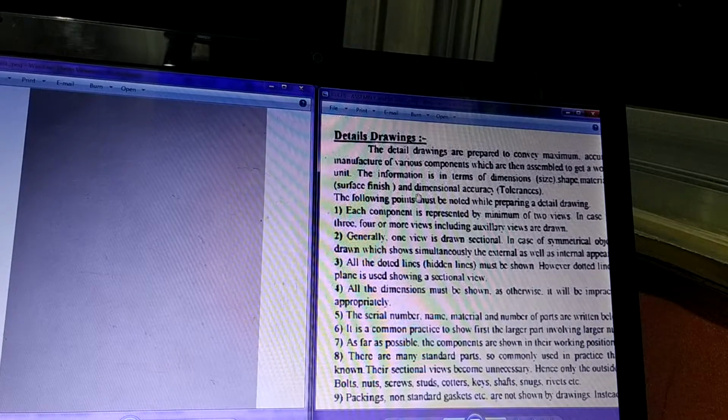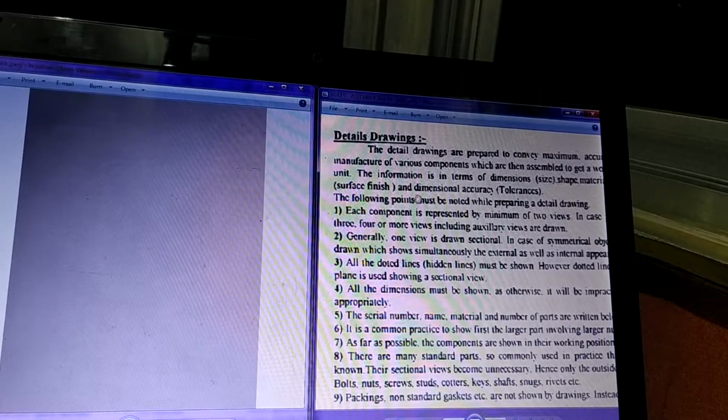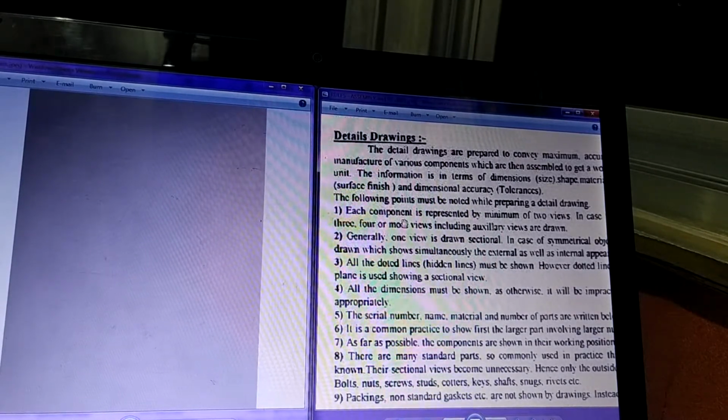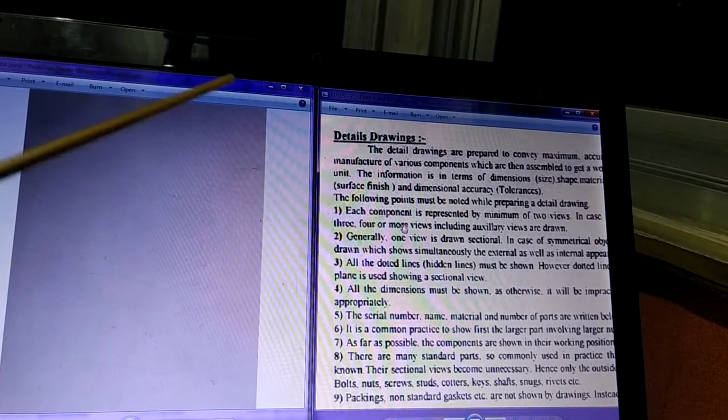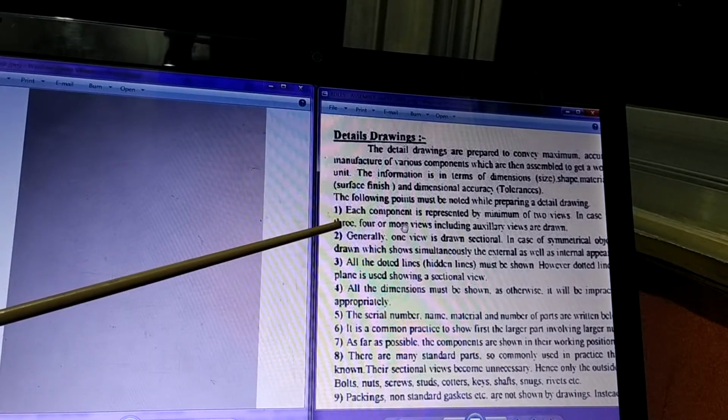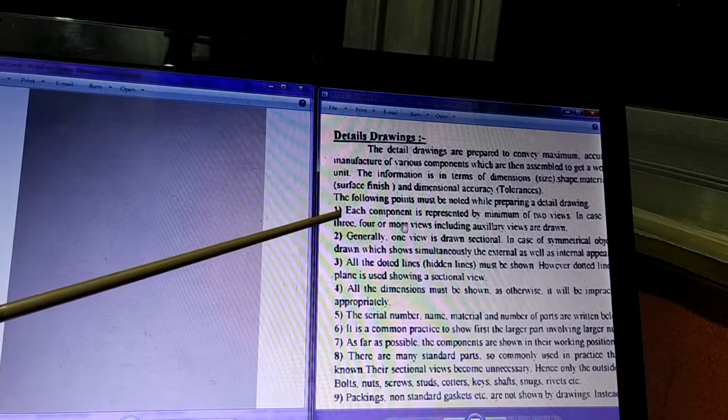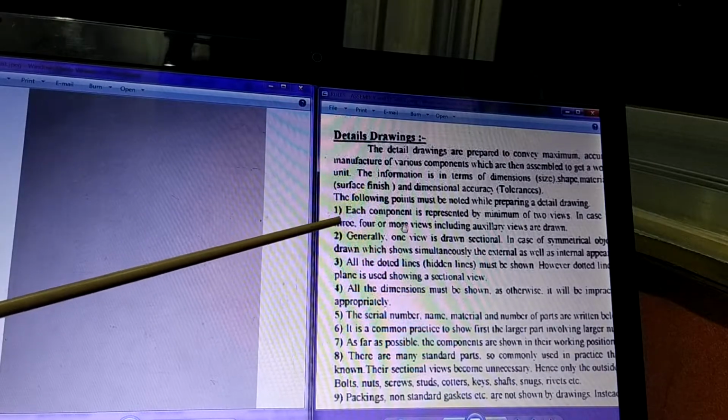So it tells you that information like the size, shape, material, dimensions and tolerances is supposed to be written near the component. You can also read some more rules. Each component is represented by two views, or in some cases more than two views can also be drawn, including auxiliary views. That means when you are drawing the detailed drawings, you have to draw the number of views which are required for the person to understand that figure. Sometimes two views are required, sometimes three views are required, sometimes in addition sectional views are required. So all the necessary views are to be drawn to represent a particular part.